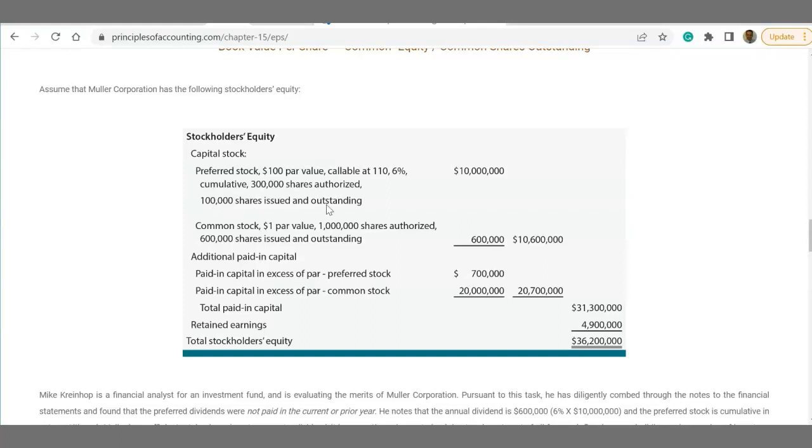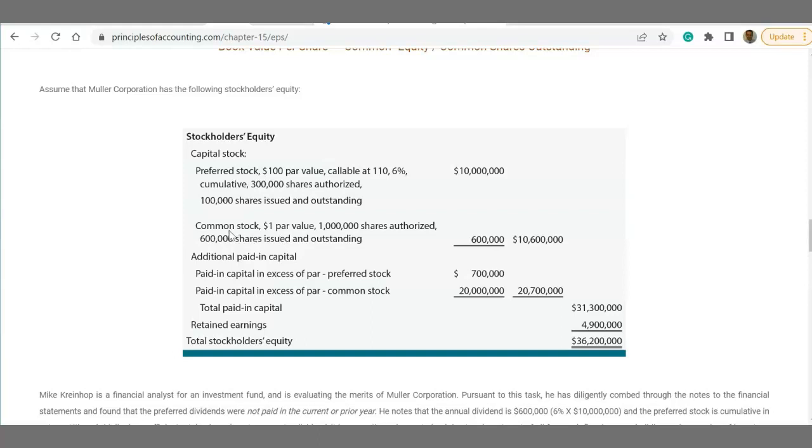Only 100,000 shares are issued and outstanding. Callable means the company can call this preferred stock back from shareholders and give them $110 for it. That's why it's callable.